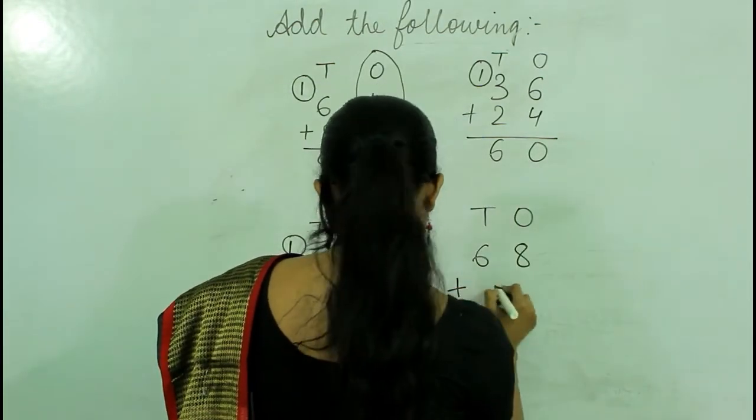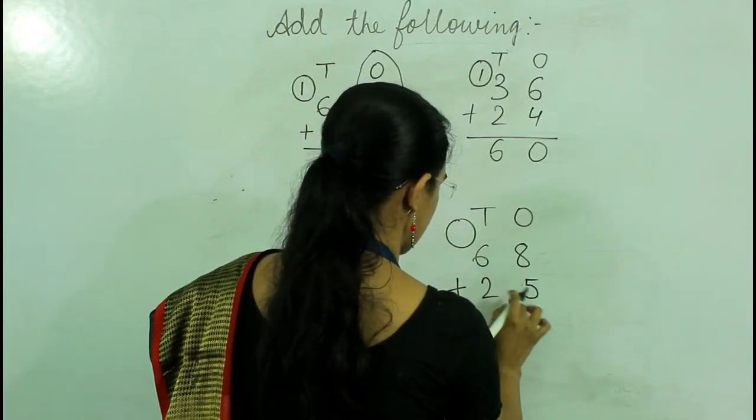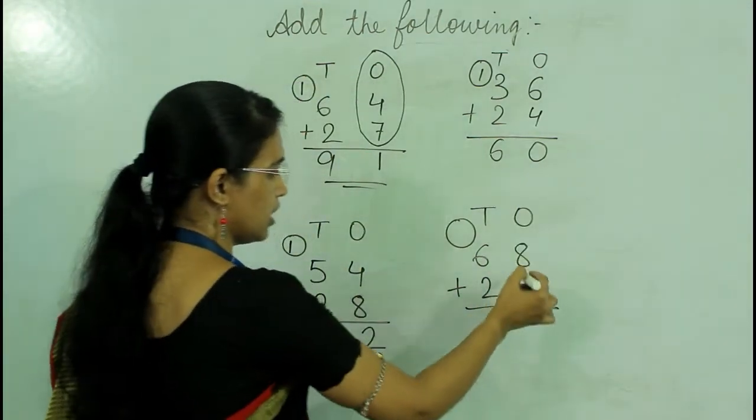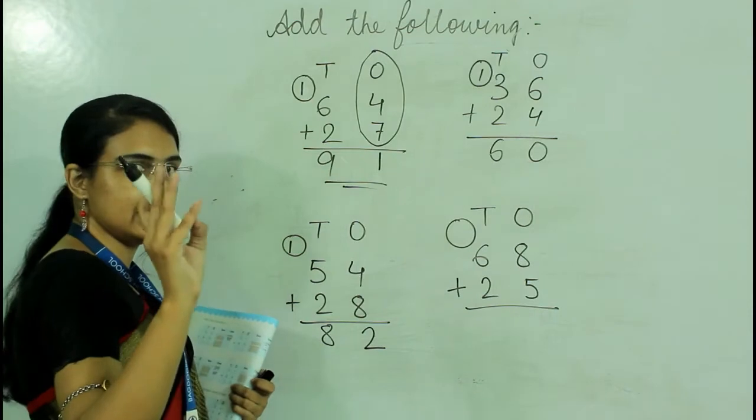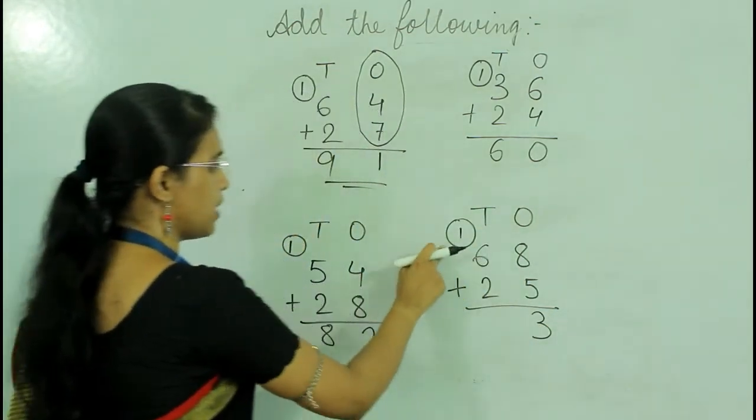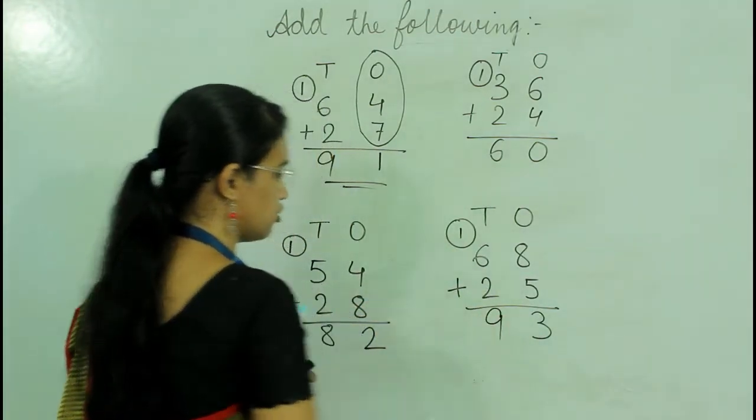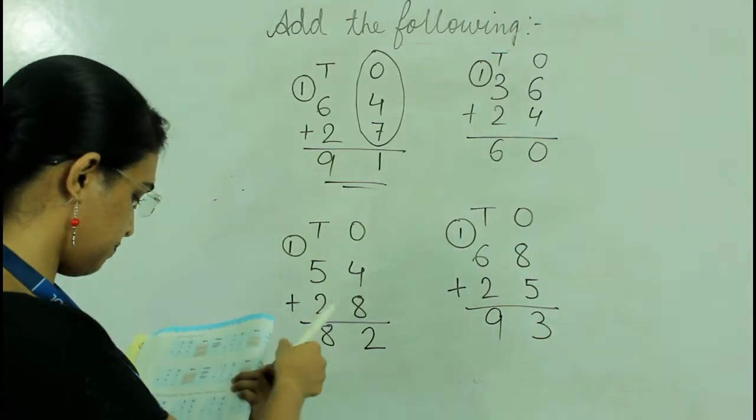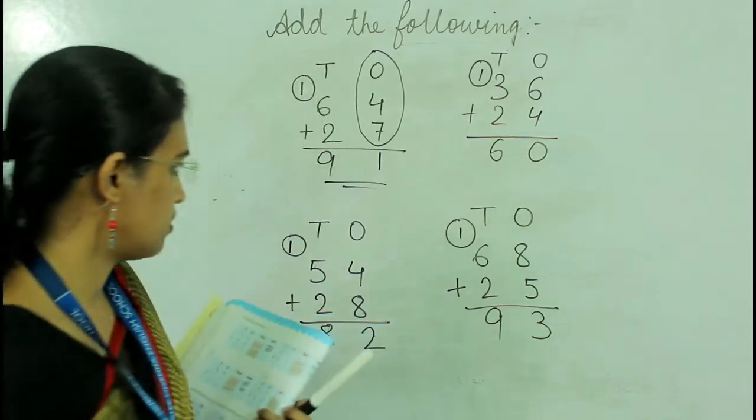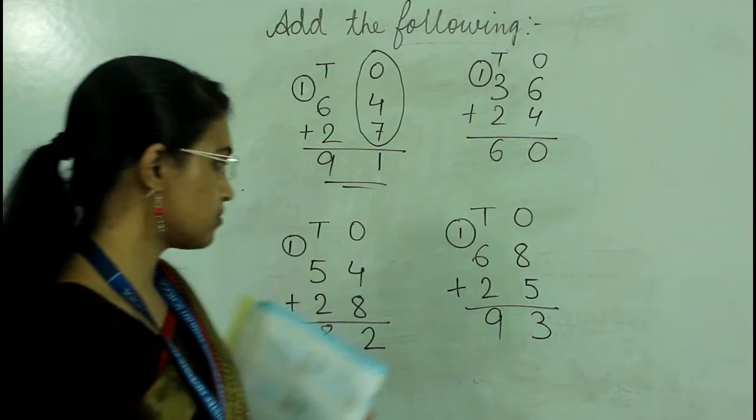68 plus 25. Now again we have to add the ones place first. 8 plus 5, 9, 10, 11, 12, 13. 3, carry 1. 6 plus 1, 7. 7 plus 2, 9. 93. So in this way you have to do this sum.